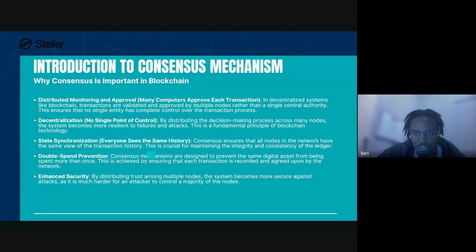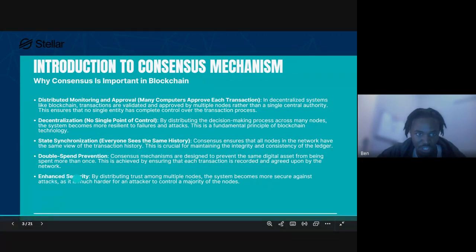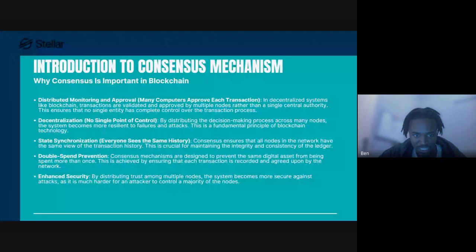So this stops you from doing the same transaction twice. Maybe you can send the same transaction by mistake twice. So the consensus mechanisms are designed to prevent the same digital asset from being spent more than once. This is achieved by ensuring that each transaction is recorded and agreed upon by the network. Another importance of consensus is enhanced security. By distributing trust among multiple nodes, the system becomes more secure against attacks, as it's much harder for an attacker to control the majority of nodes.